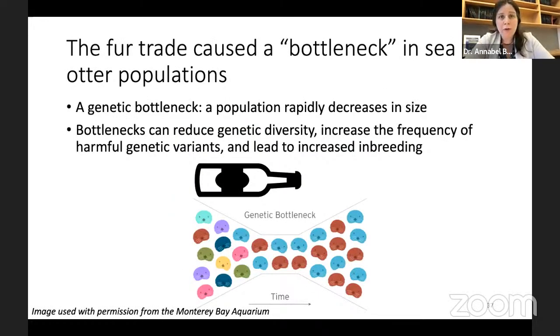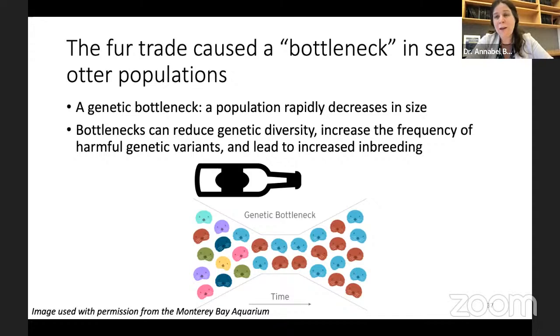So we know the fur trade caused a bottleneck in sea otter populations. A bottleneck is when a population rapidly decreases in size. And it's named because you could picture a wine bottle where it goes from being a large body to very quickly becoming the bottleneck. And bottlenecks are not great for populations. They can reduce genetic diversity, they can increase the frequency of harmful genetic variants, they can lead to increased inbreeding in this small population. So it's generally not a good thing to go through a population bottleneck.